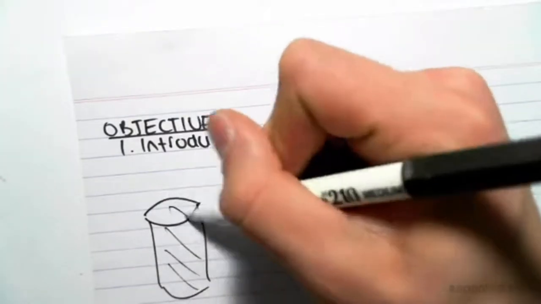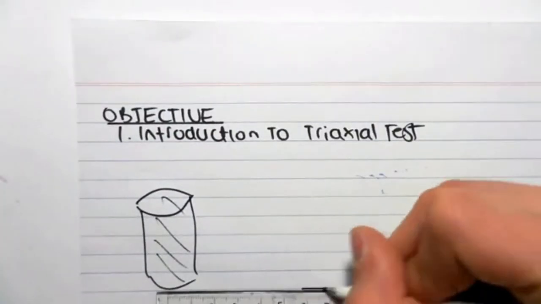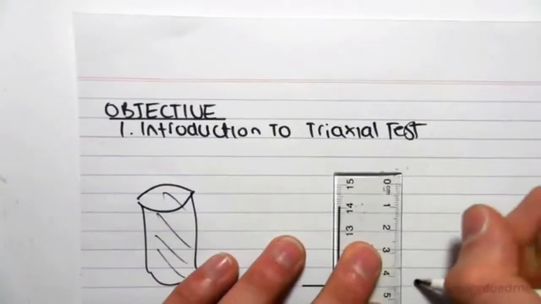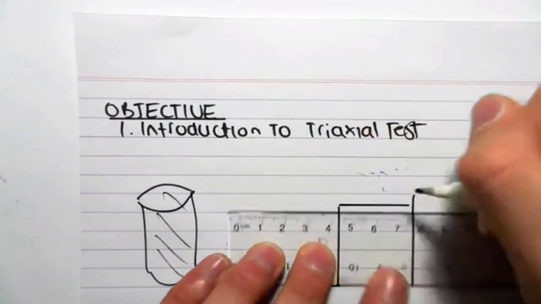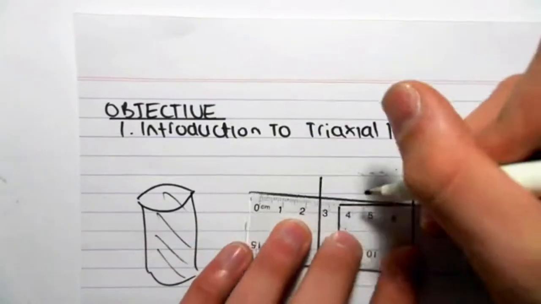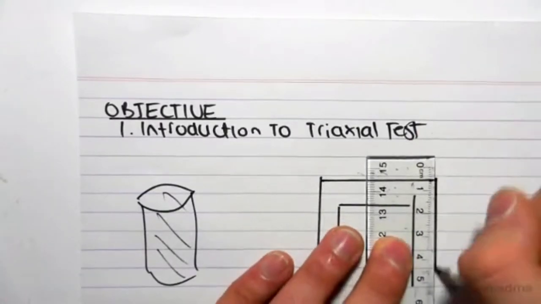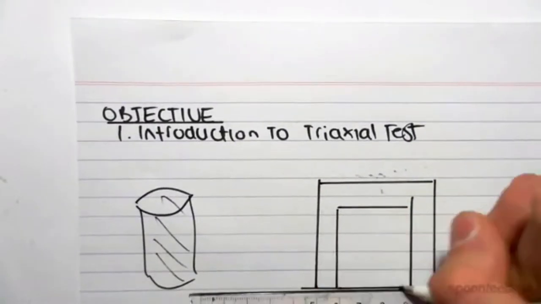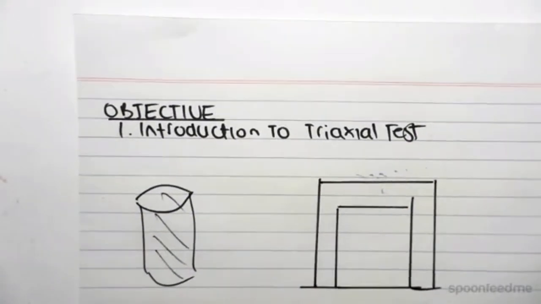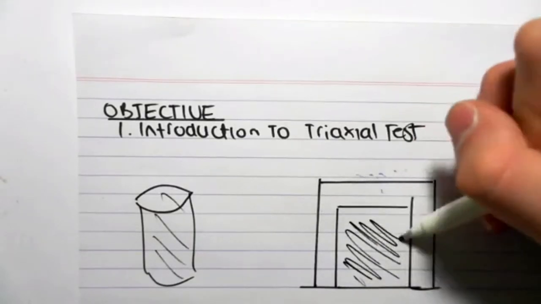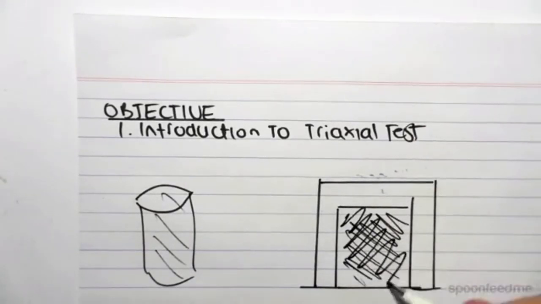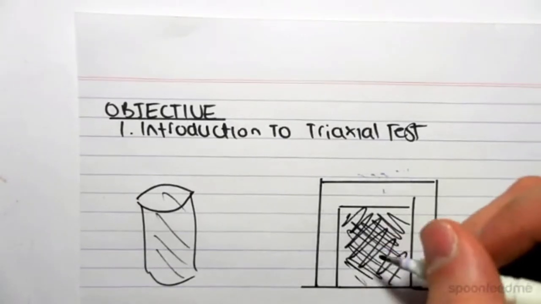So a triaxial test, what we do is we have a cylinder of soil. So we have our cylinder of soil, and if I were to draw this in section, this is our cylinder of soil. I'm going to draw our soil in black. So our soil is sitting in here, and what we do is we subject this sample of soil.